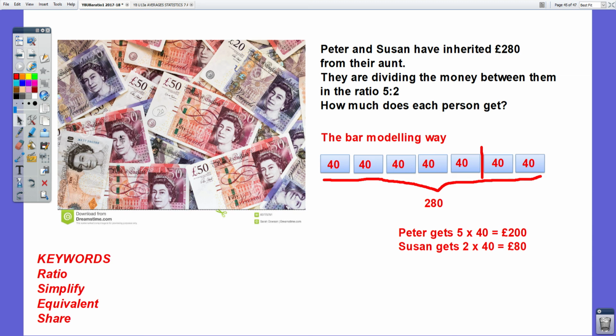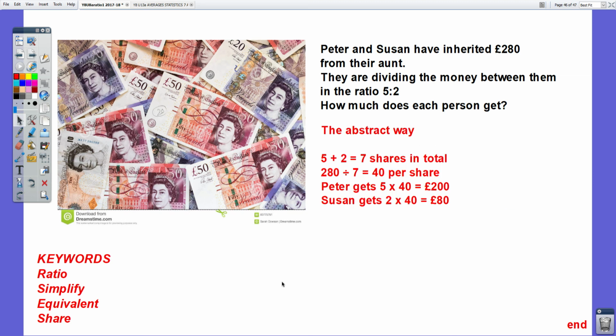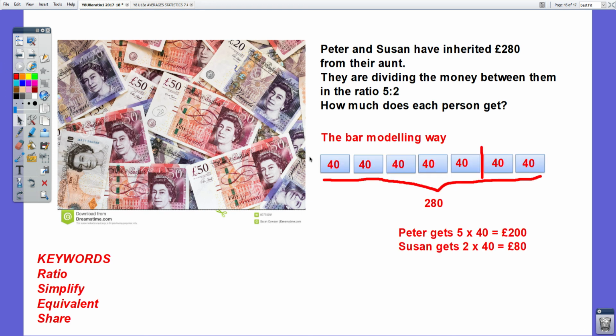However, there is an abstract way of doing this, a purely mathematical way of doing this, which suits other people better, and this is that method. First of all, you add up these shares. 5 add 2 means that we're getting 7 shares in total. We need to know the value of one of those shares. One of those shares is the £280 divided by 7. It's £40 per share. If we just look back to the bar modelling way, there's our £40. One of these shares is £40.